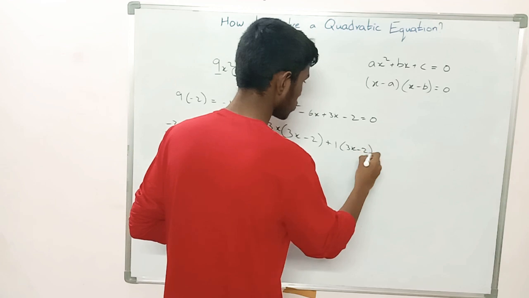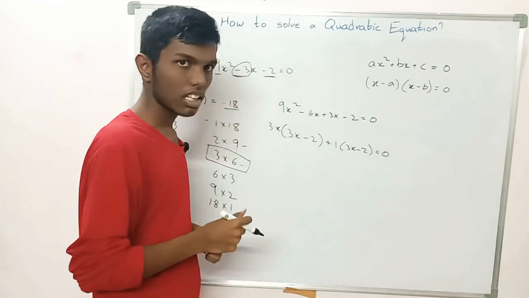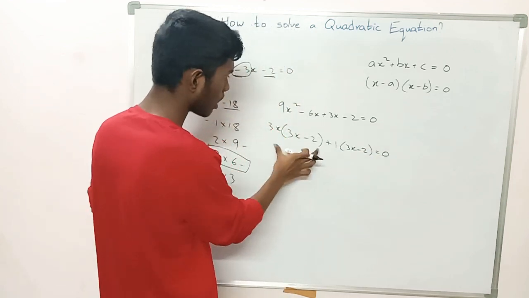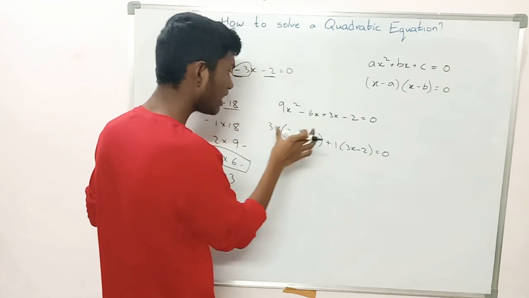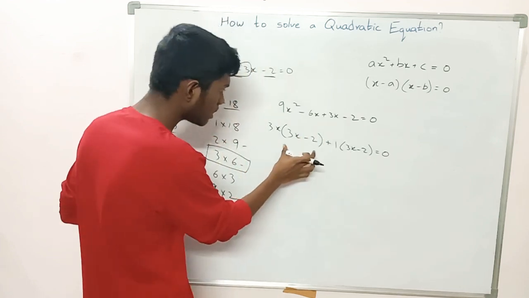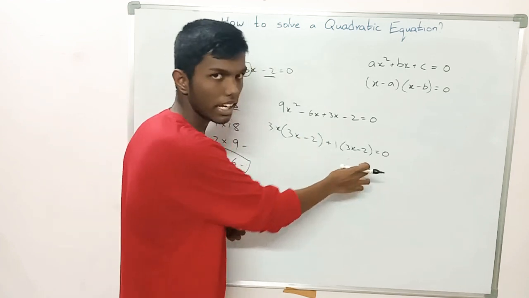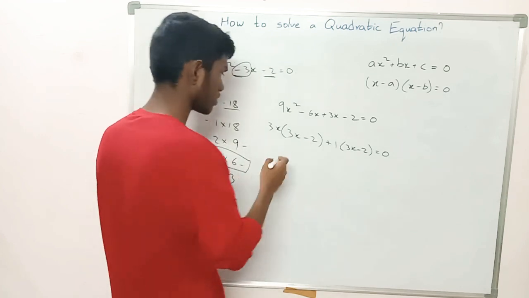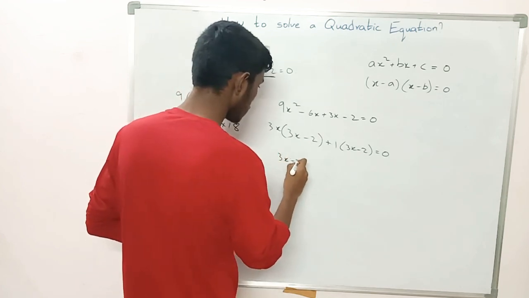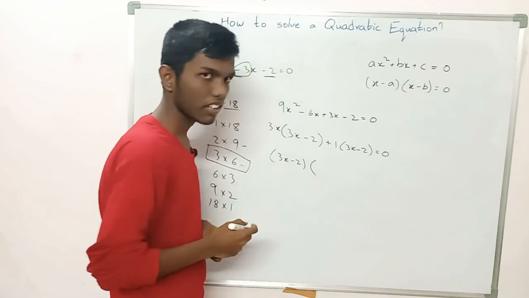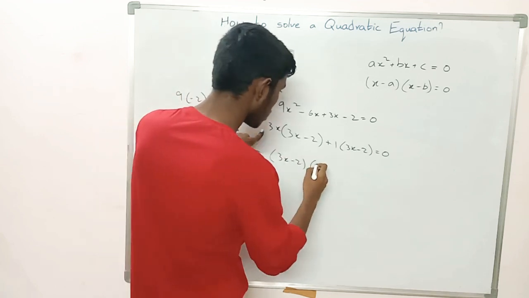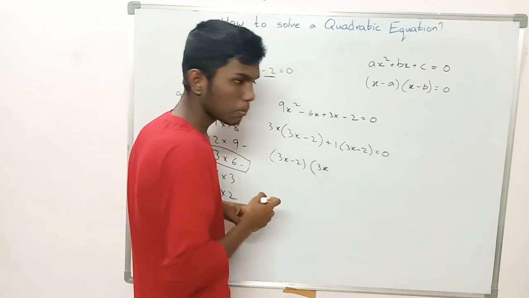3x minus 2. Now look at this. We have two terms, and in these two terms we have 3x minus 2 in common. Take it out. 3x minus 2, and we get 3x and plus 1.